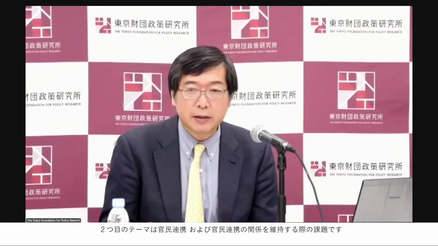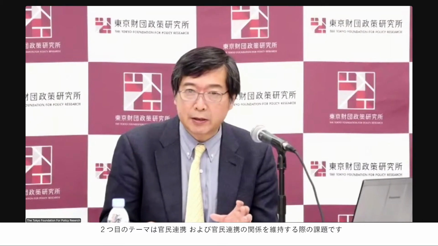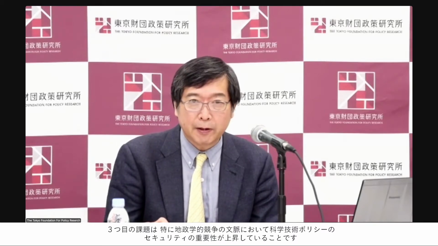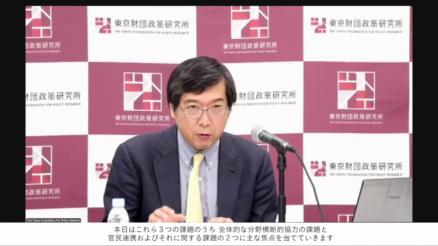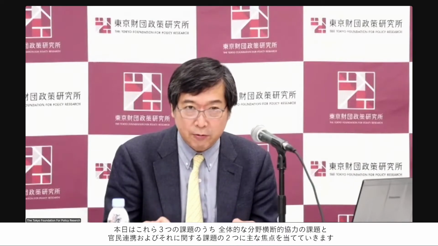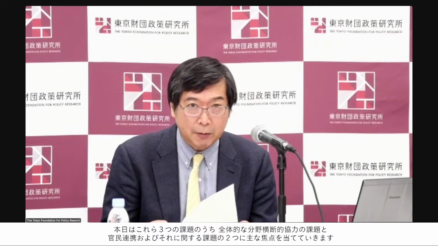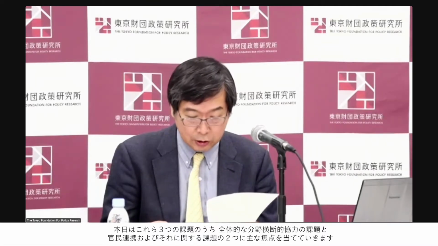The second theme is public-private partnership and also private-private partnership relations management. And the third issue is the increasing importance of security in science and technology policy, especially in the geopolitical rivalry context. Among those three big themes, today we try to focus mainly on two: the holistic cross-sectoral collaboration issue and public-private and private-private collaboration issue.